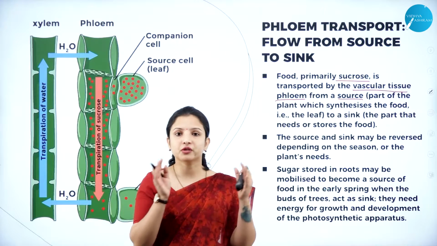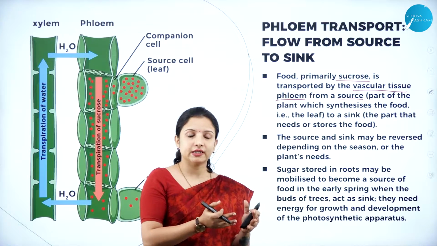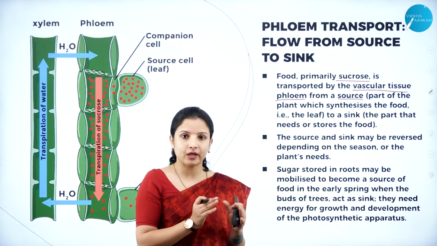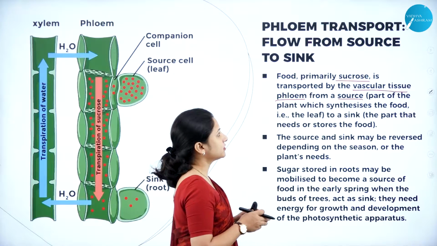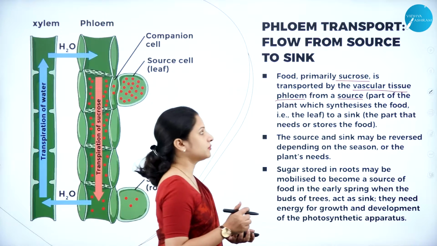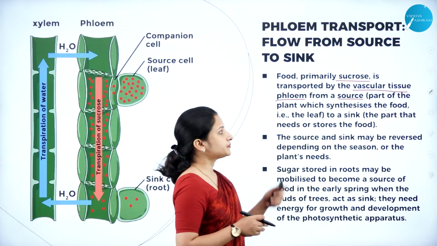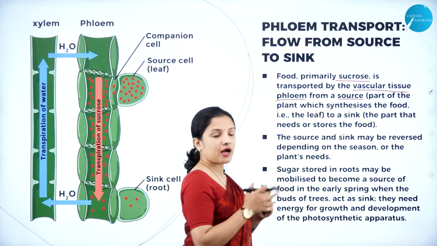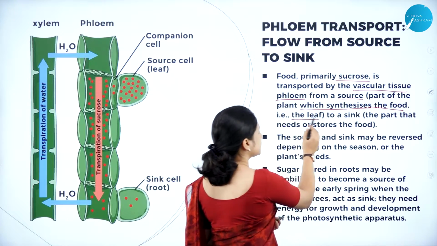So, now you have understood the difference between the source and the sink. Here the source is the phloem cells which are having the food element, that is the sucrose. So, food, primarily sucrose, is transported by the vascular tissue phloem from the source. What is a source? It is the part of the plant which actually synthesizes the food. It is the leaf here.